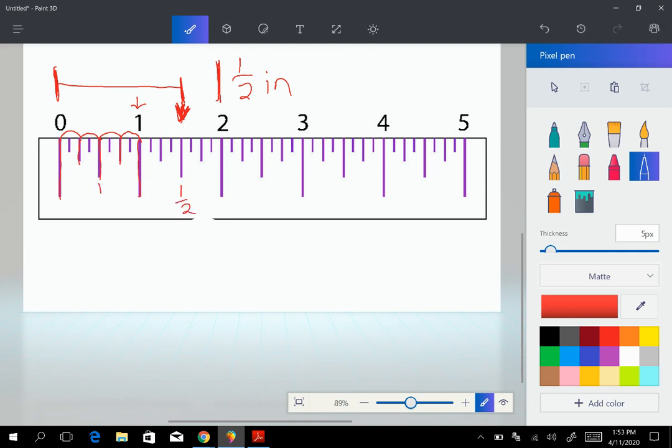Here's this half. Here's a half. Here's the half between the 3 and the 4. Here's the half between the 4 and the 5. So 1.5 inches. Let's do another one.